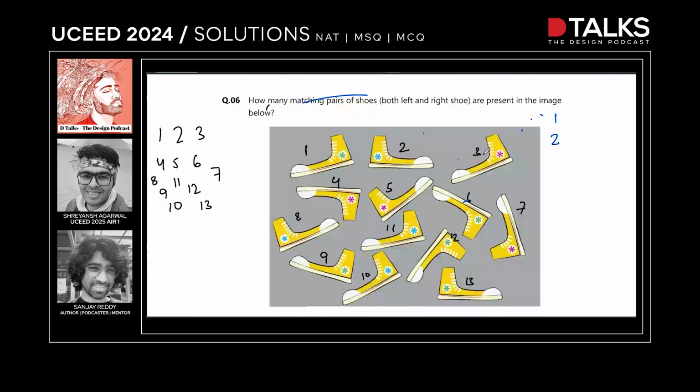Then I check 3. 3 is not a matching pair of either 1 or 2. So this goes at 3. Then I check 4. Now, 4 and 3 are not rotations of each other, right? If you rotate 4, you will not be able to create 3. They are mirror images of each other, which means 4 is a pair. So I'll write 4 in front of 3. Then 5 does not match with any of the previous ones. That's a different file.